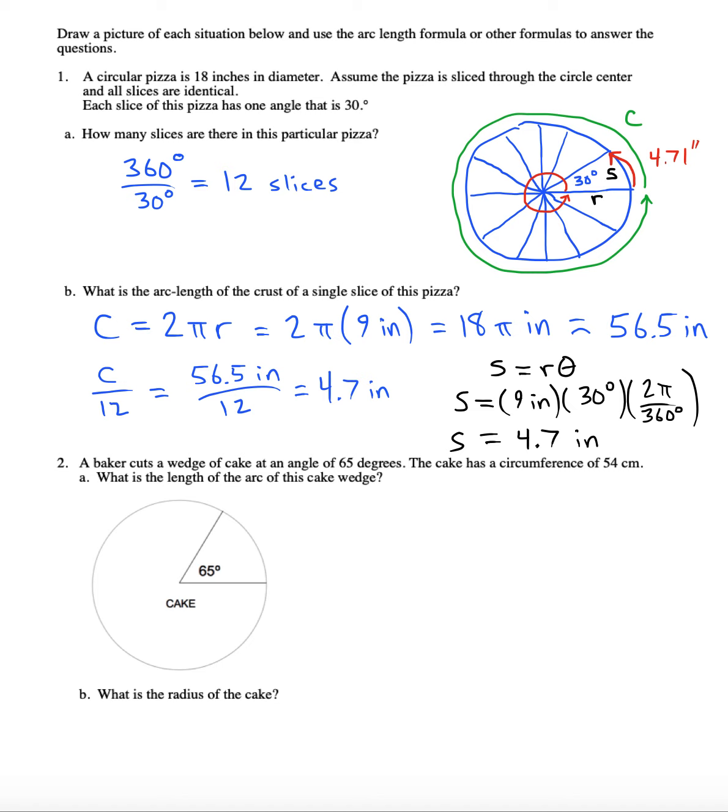Let's try another one. A baker cuts a wedge of cake at an angle of 65 degrees. Say we know that the cake has a circumference of 54 centimeters. What would be the length of the arc of this cake wedge?